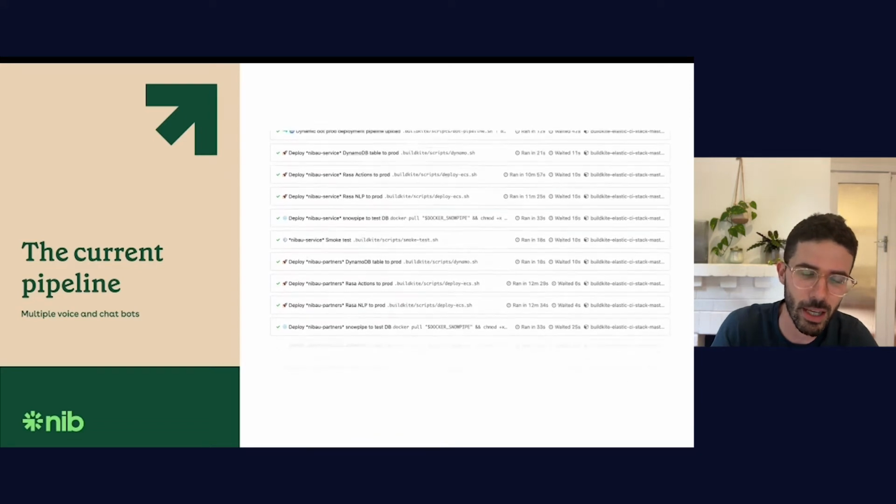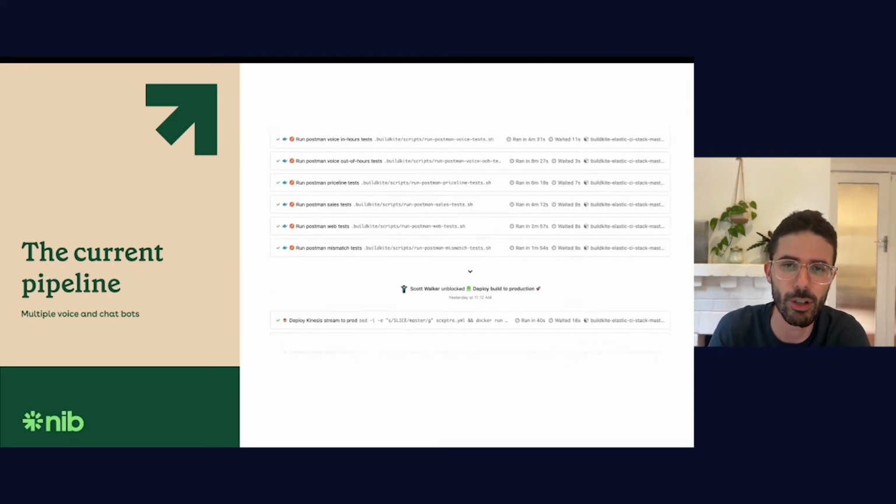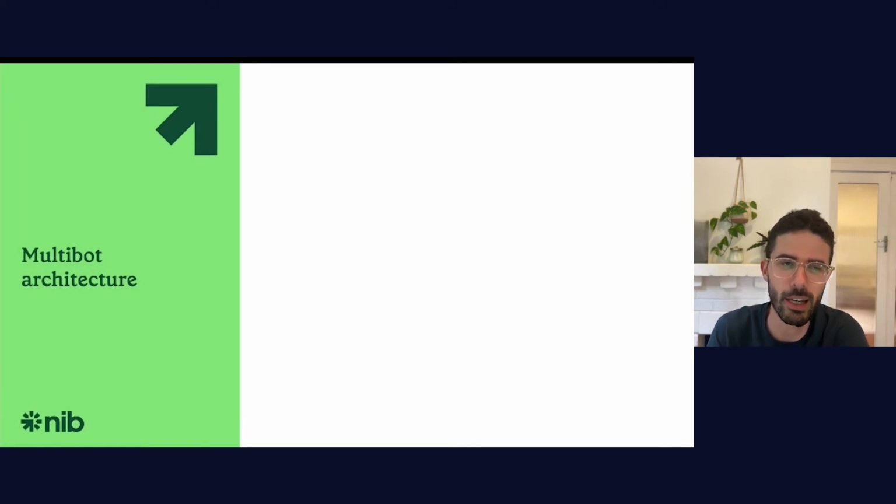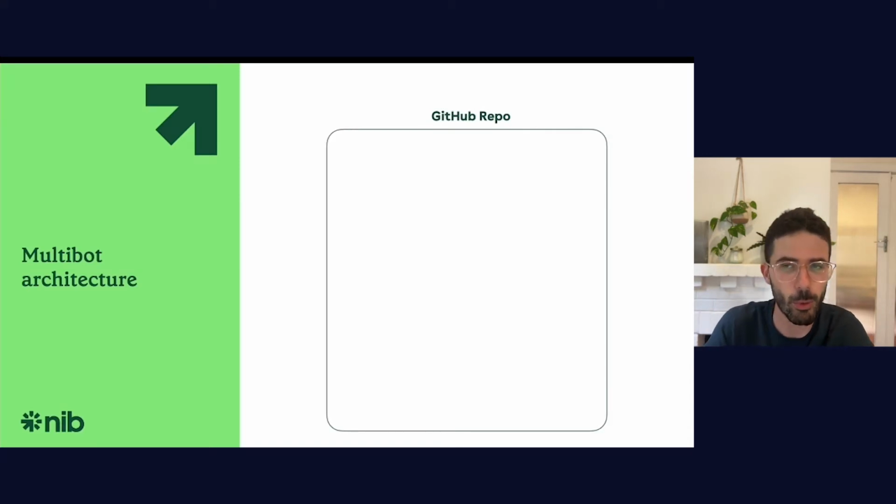So we're not actually having to cut new code every time we want to deploy a new model. And we achieve this by having a multi-bot architecture. And so what that means is that we have one single GitHub repo for all of our models across the group.